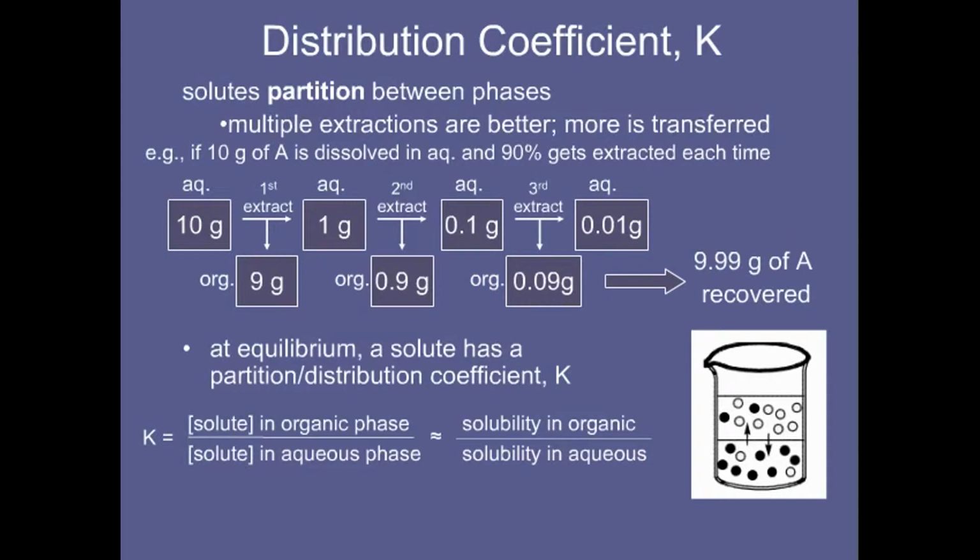The magnitude of K tells us something about the solute. If K is greater than 1, then the solute prefers the organic phase, and it would be possible to extract this solute from an aqueous solution.